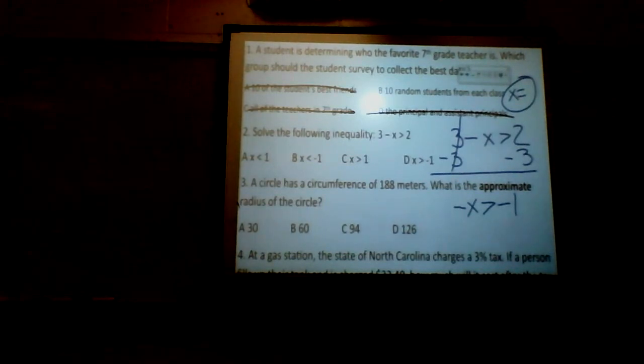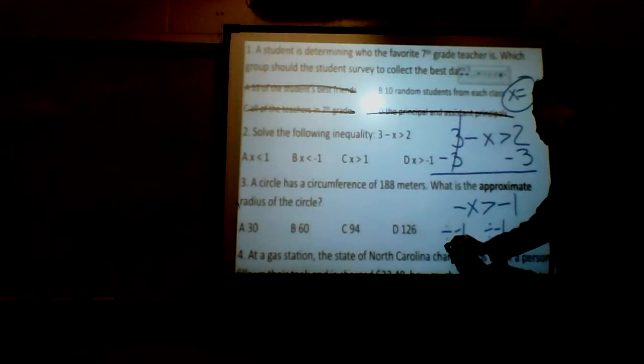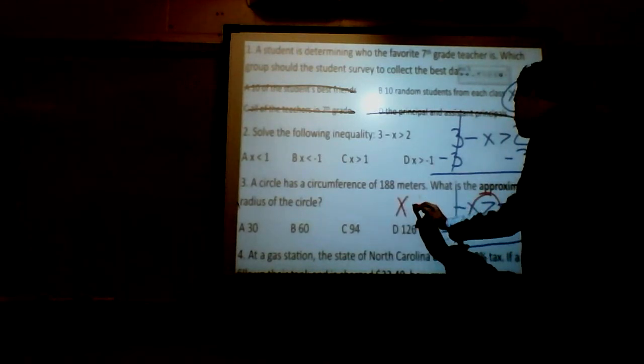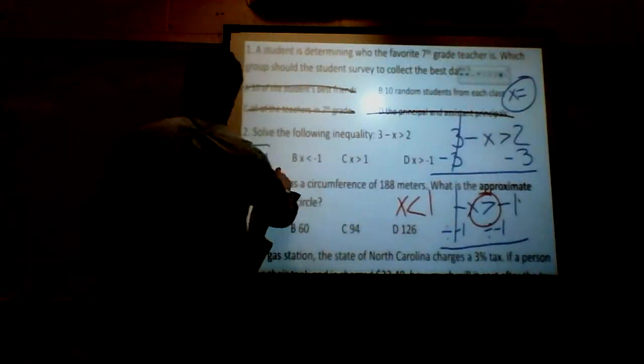Right here, we have negative 1x. So we are going to divide each side by negative 1 so that we are left with x. Anytime you divide by a negative, you have to flip the sign. So it becomes x is less than negative 1 divided by negative 1, which is 1. Answer choice A.